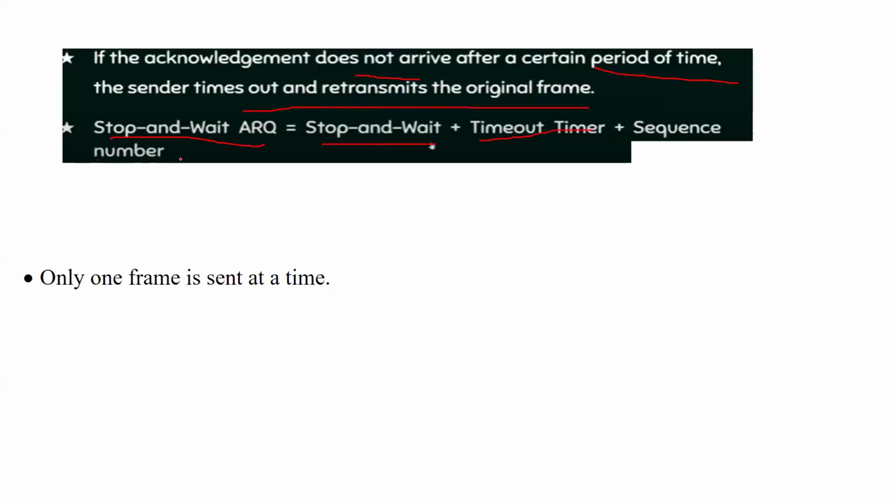Along with that, stop and wait ARQ means stop and wait plus a timeout timer, and there's a sequence number also we have to remember. So this is your stop and wait ARQ. We have to stop and wait, we have to time out the timer, and there are sequence numbers. So what is the main advantage here?